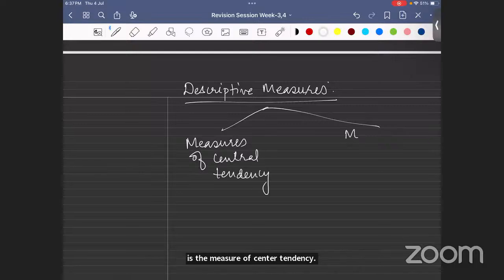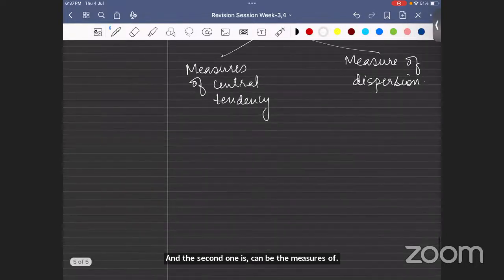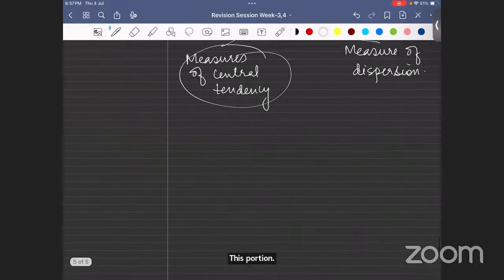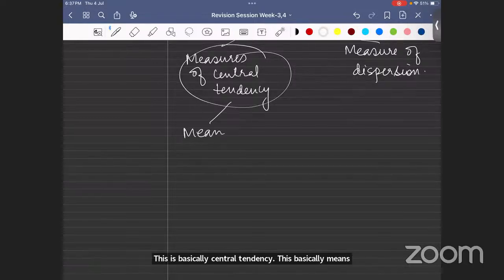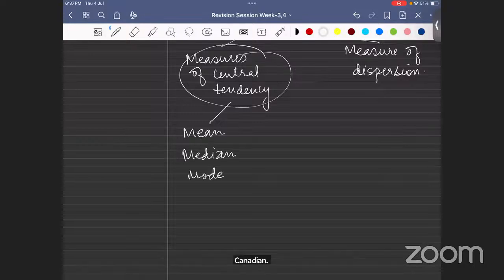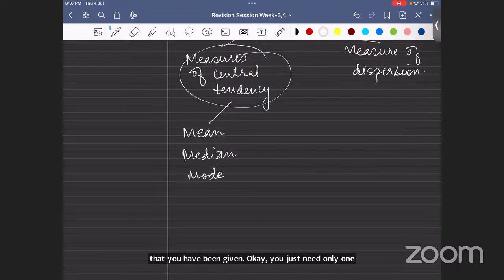And the second one can be the measures of dispersion. This is basically central tendency. This basically means some of the data points that you already know: mean, median, and mode. So this tells you the measure of central tendency. If you need only one data point to describe your chart or the data set that you have been given, how can you describe your whole data as only one data point? That can be your mean, median, or mode.